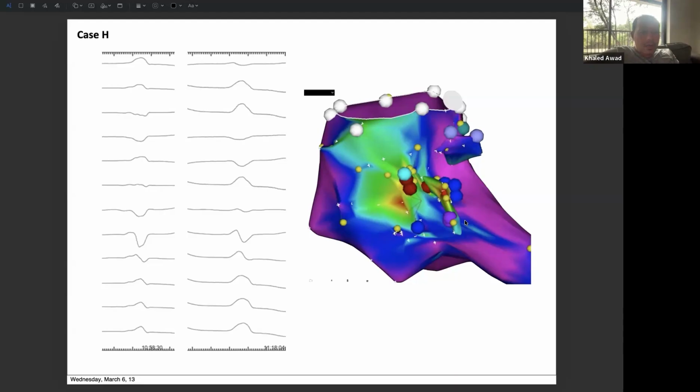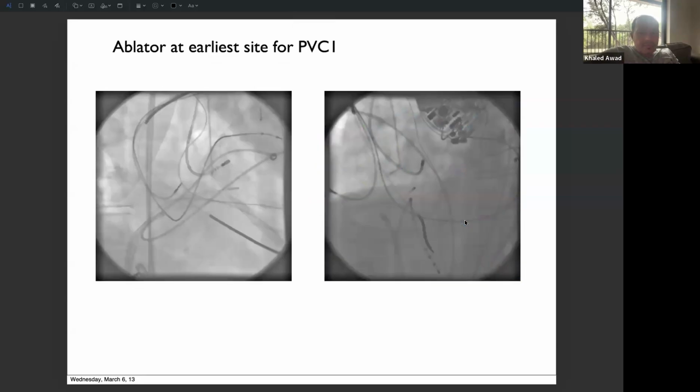Also, when you come down in the RVOT, you might start seeing a slightly later transition. And so you start seeing less R waves and more S waves in V1 through V3 if you are off of the pulmonic valve.